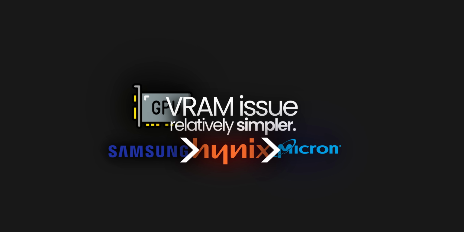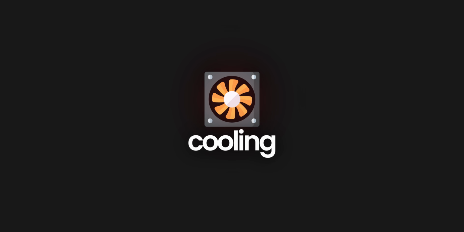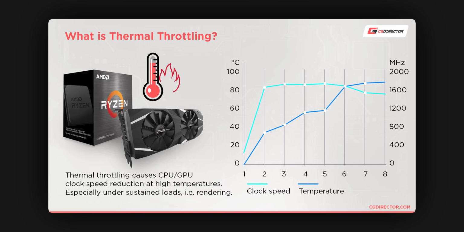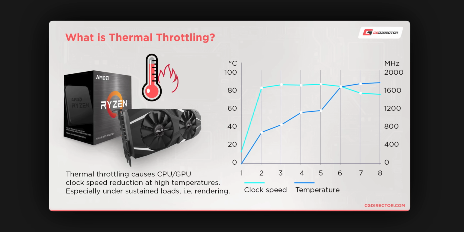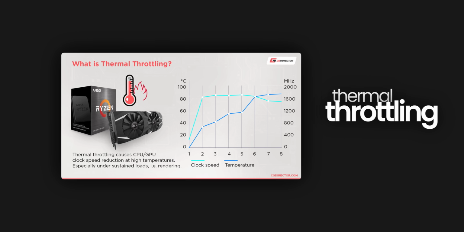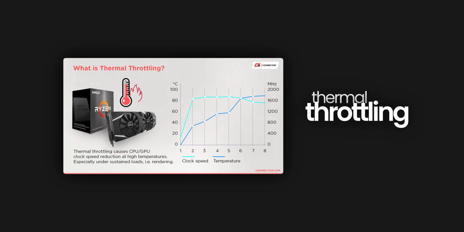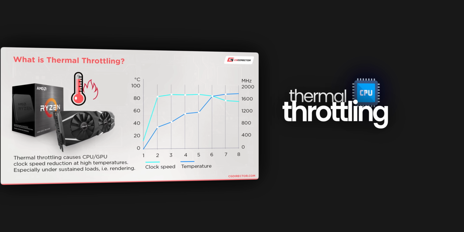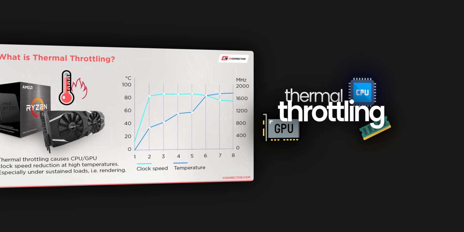The fourth and relatively simpler subject is cooling. Hardware components automatically hit the brakes to avoid damaging themselves or the rest of the PC when they reach certain temperature levels. If the cooling is insufficient, a situation we call thermal throttling occurs, and the part in question lowers its performance to stay cool. We encounter this most frequently in processors, then in the graphics card and RAM, respectively.